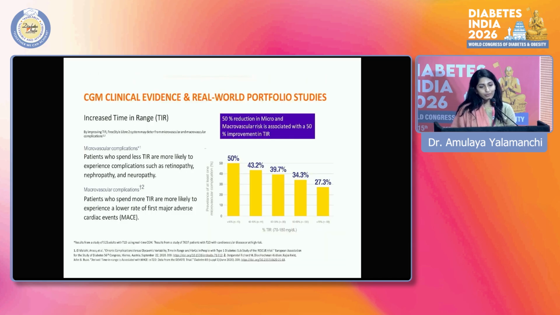So we have mounting evidence also coming, and we already know in type 1 diabetics, increased time in range means patients are less likely to experience complications. Even in type 2 diabetes, patients who spend more time in range are more likely to experience a lower rate of MACE. So as you can see here, as the time in range increases, the prevalence of at least one microvascular complication comes down in both type 1 and type 2.